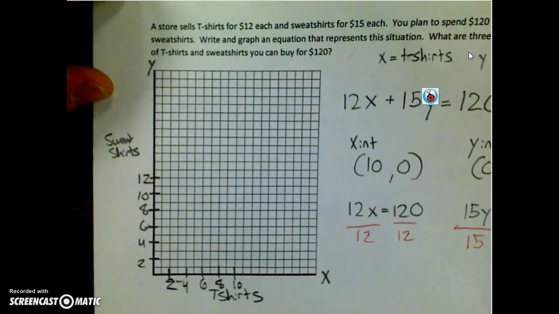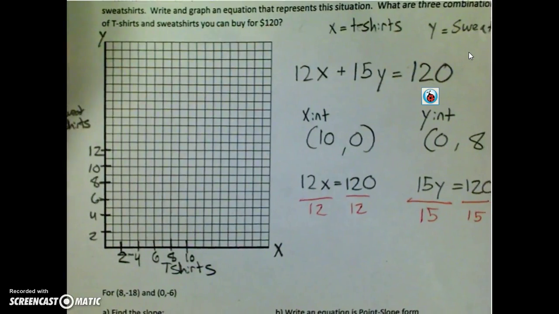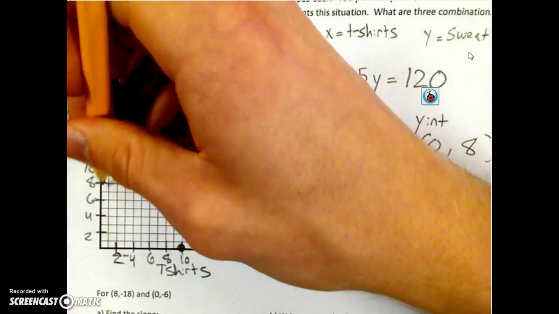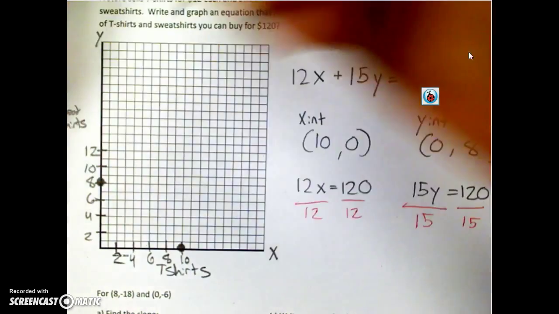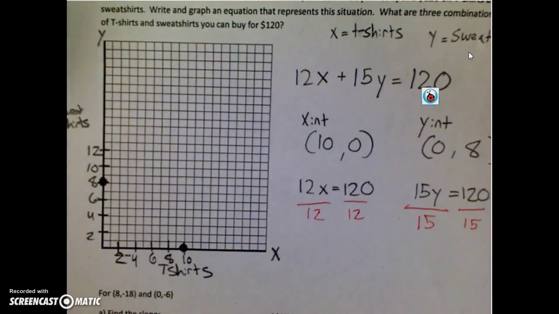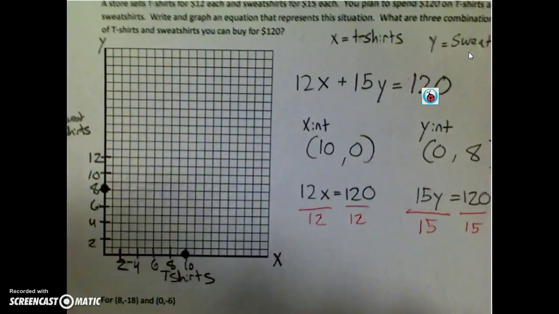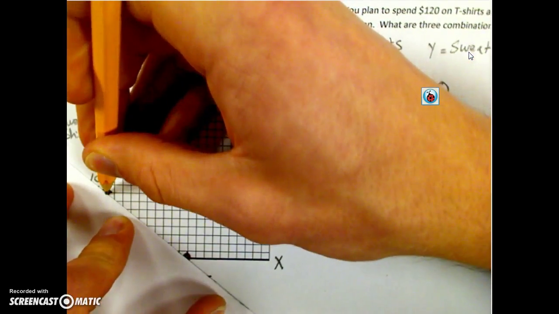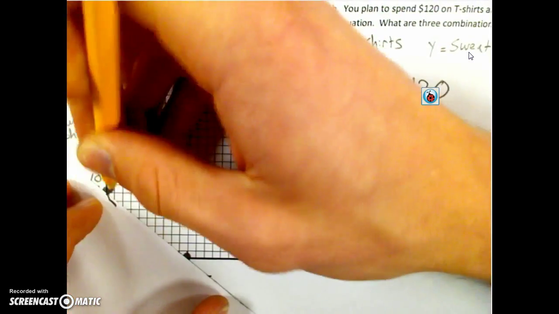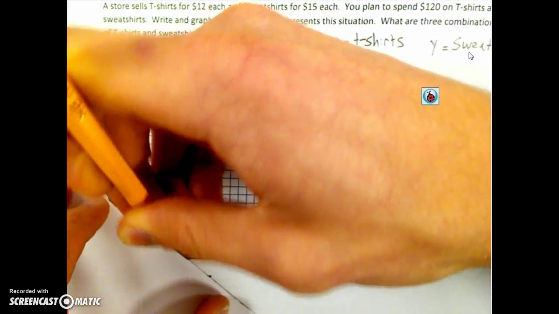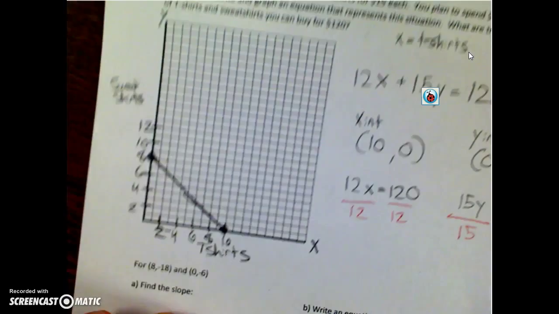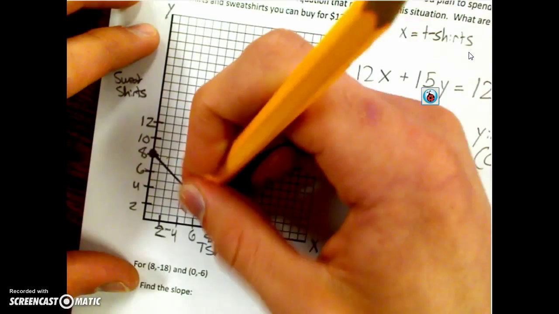Now plotting my x and y-intercepts. My x-intercept is at (10, 0). My y-intercept is at (0, 8). Now using a straight edge, if we connect this with a perfectly straight line here, a straight edge slipped on me there for a second.